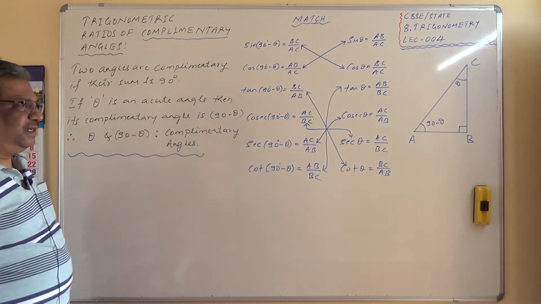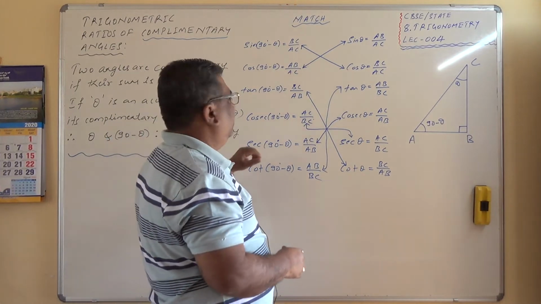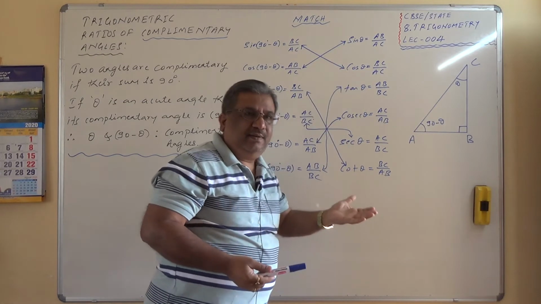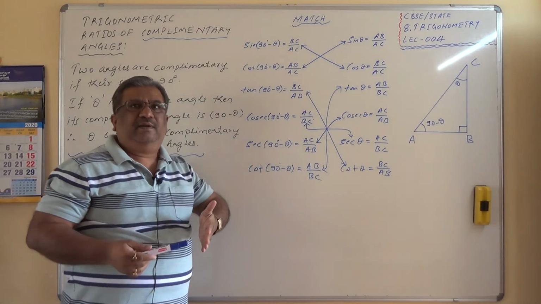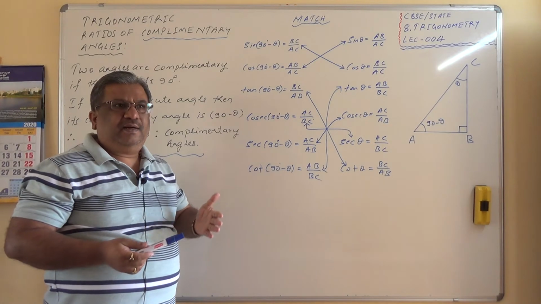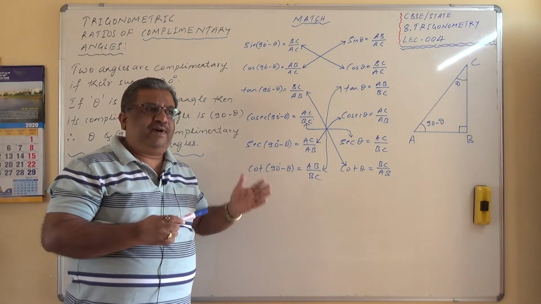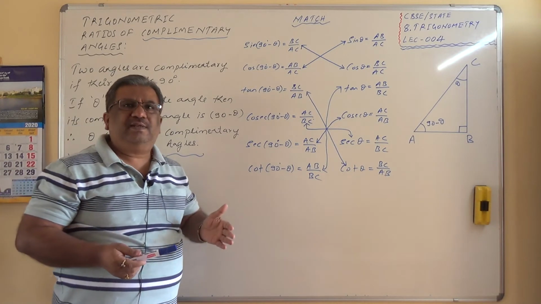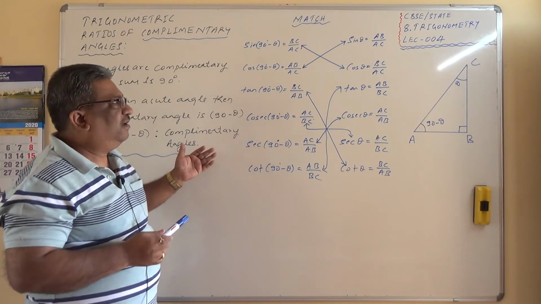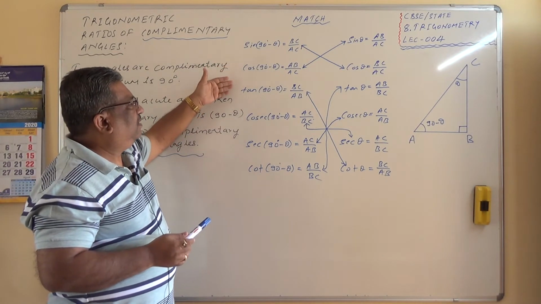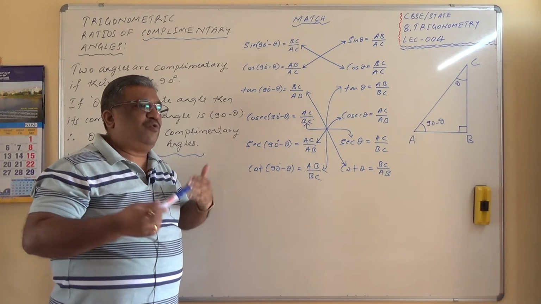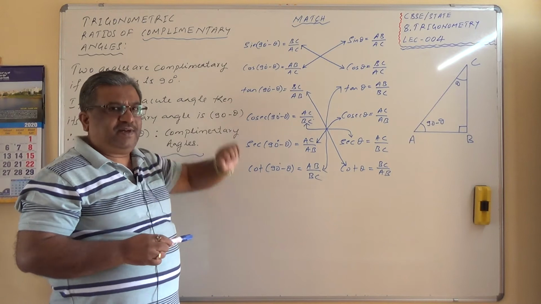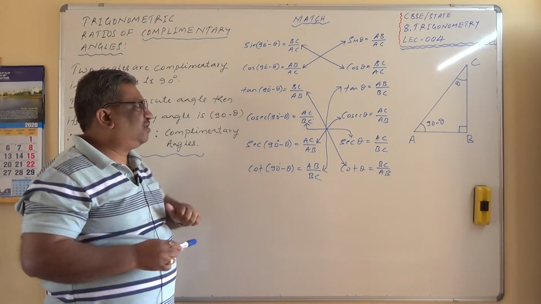One important thing I'll tell you, sine and cosine are complementary, also co-functions. Function and a co-function. If sine theta is a function, cosine is a co-function. If tan theta is a function, then cotangent, that is cot theta, is a co-function. If tan is a function, cotangent is a co-function.